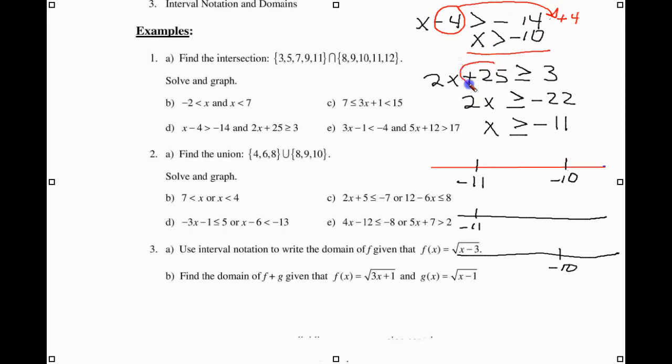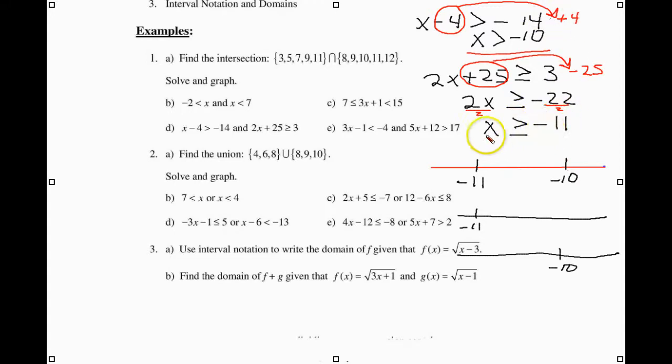Now I'm going to take my positive 25 to the other side. It becomes a negative 25. Add those or subtract and I get this. Then I'm going to divide both sides by 2. And I get x is now greater than or equal to negative 11. Some of you may recall that every once in a while we have to change the direction of our inequality signs. And that rule applies only if we divide or multiply by a negative, which we are not doing here. So the sign stays the same, it doesn't reverse.